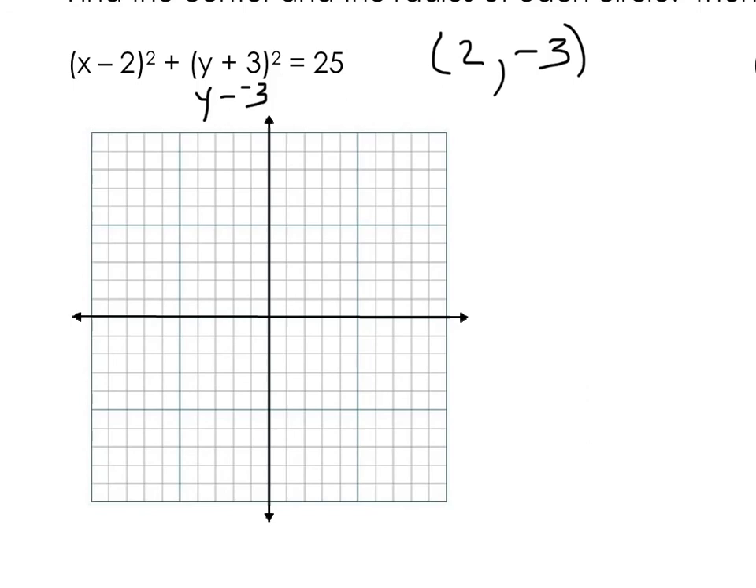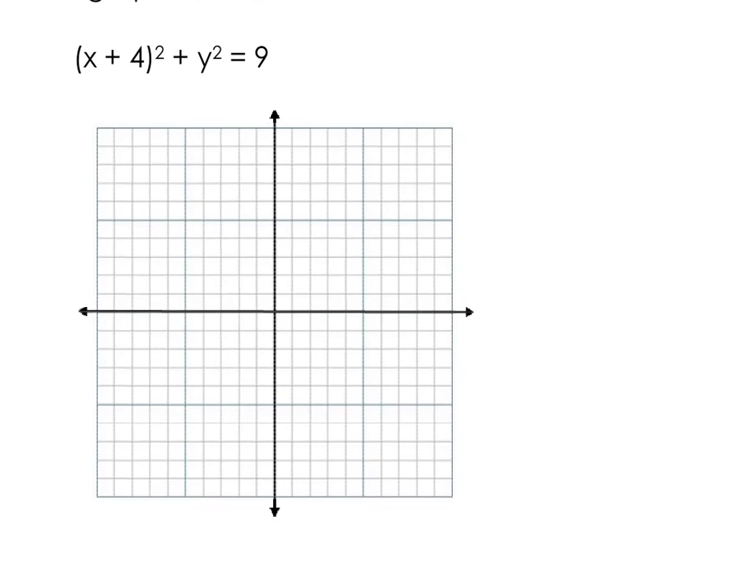You can think of it as these values are the opposite of what the actual center is. And our radius, that's the radius squared, 25. So our radius is just 5. So 2, negative 3, radius of 5. I like to put those points where we go left, we go right 5, we go down 5, we go up 5. Those points help me draw the perfect circles that you see every time. Well, think how bad they would be if I didn't draw those points.